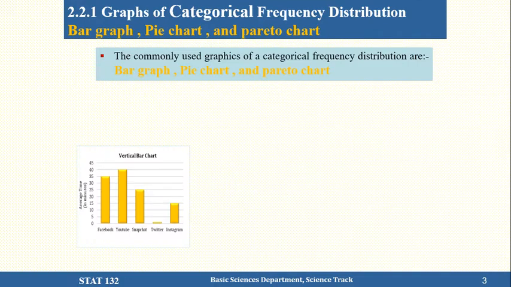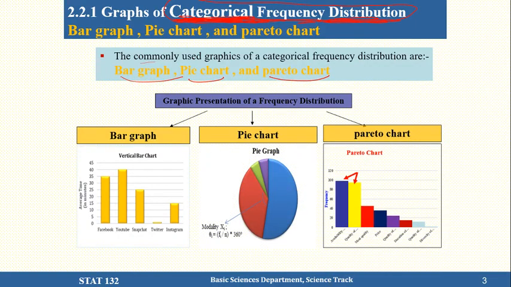Now, we will see the graph types for the categorical frequency distribution. If you remember, categorical frequency distribution is used for qualitative variables. And the most common graphs are bar graph, pie chart, and Pareto chart. Here, this picture gives you a good summary of what we will learn about the categorical frequency distribution. Like we use bar graphs and pie chart and Pareto charts.